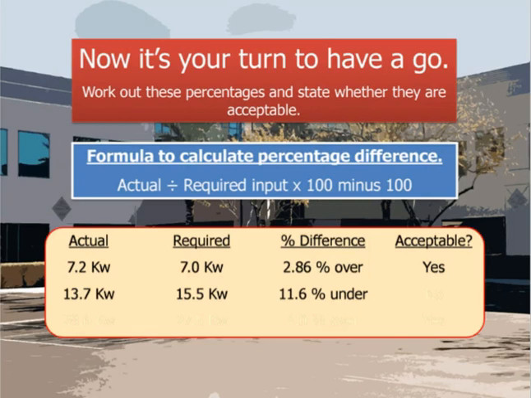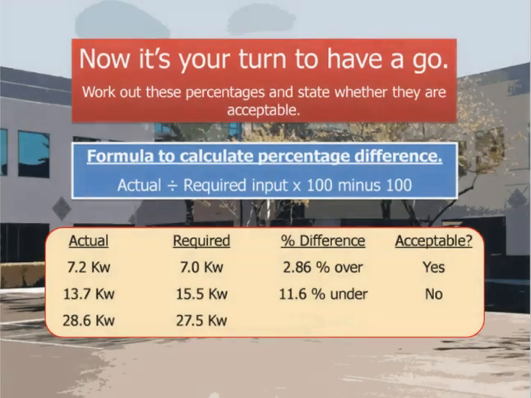If you've done your sums right, you'll see that this one is 11.6% under. And of course, that's not acceptable unless the manufacturer states otherwise. Now take a note of the last calculation, pause, calculate for yourself, and then continue to see if your answer is correct.